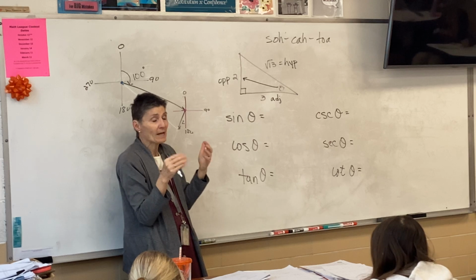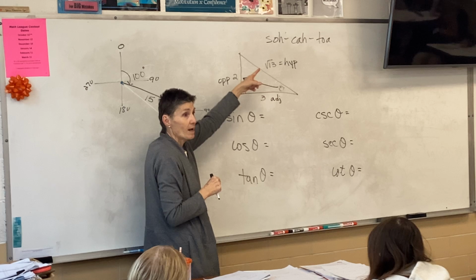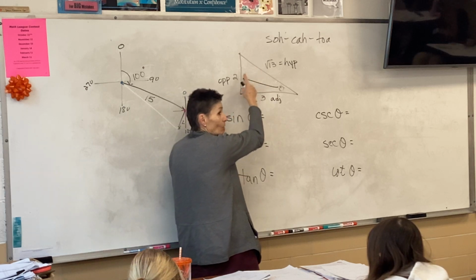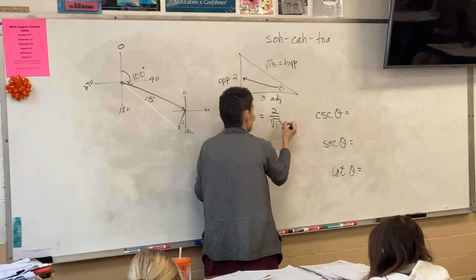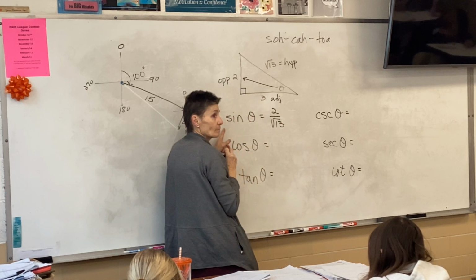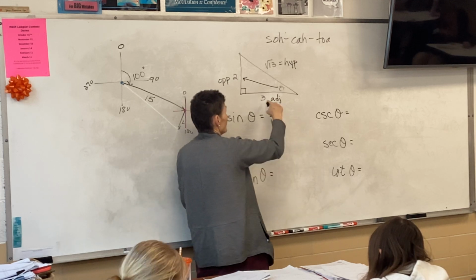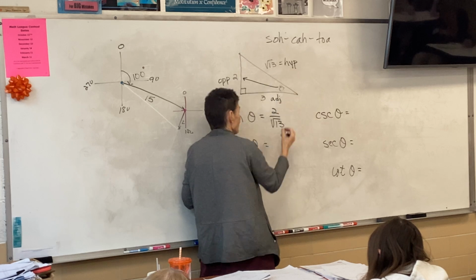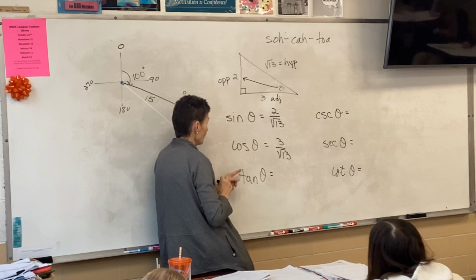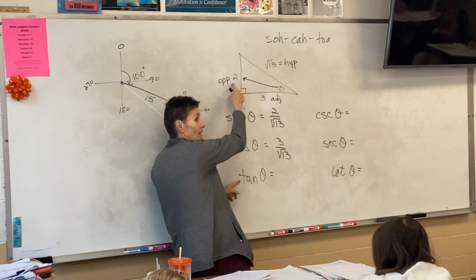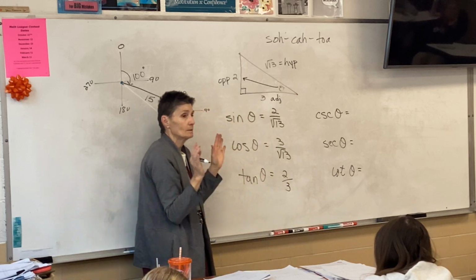Once you've labeled that, you're home free. What's the sine? By definition, what's the sine? Opposite over hypotenuse. So 2 over root 13. What's the cosine? Adjacent over hypotenuse. And what's the tangent? Opposite over adjacent. See how easy that is?